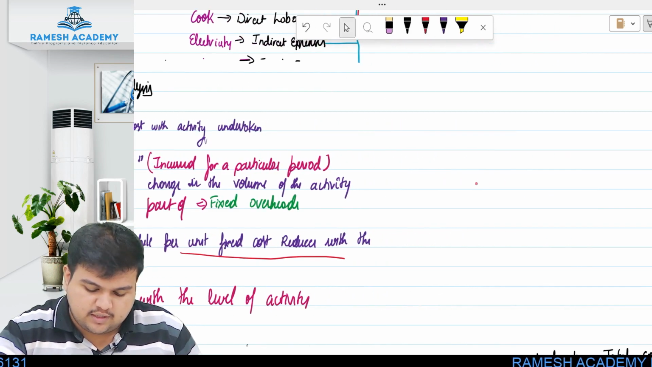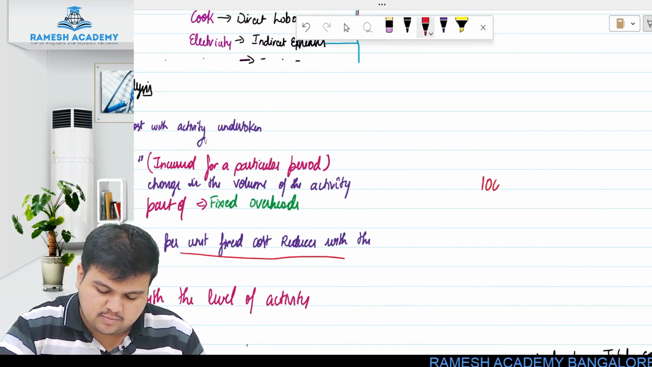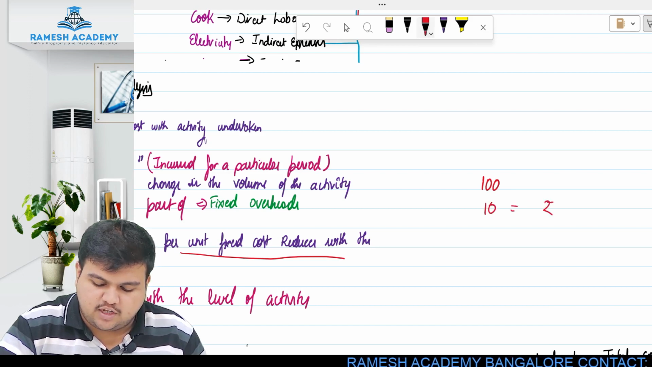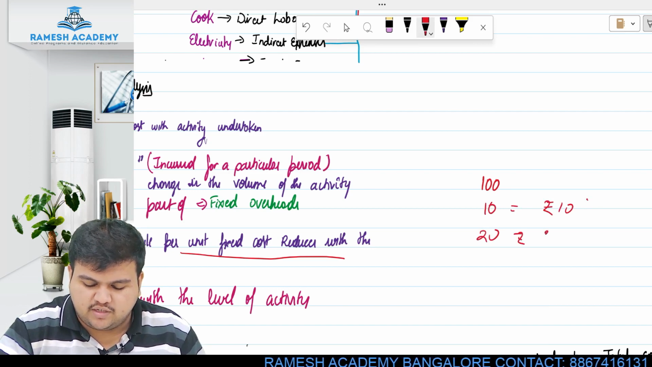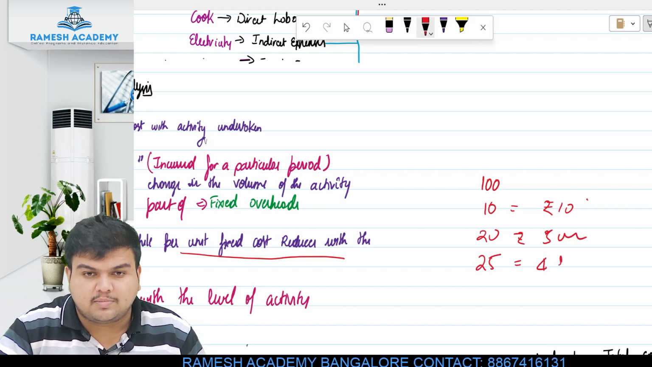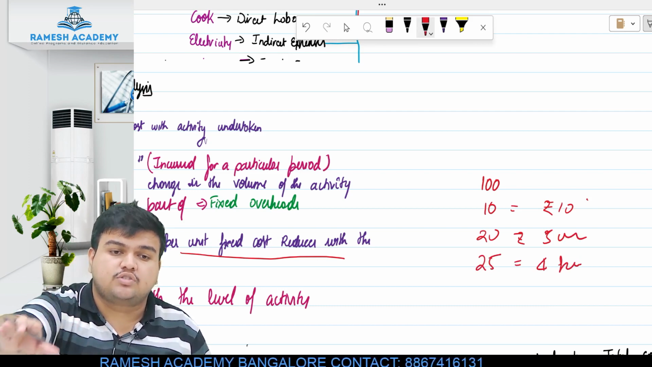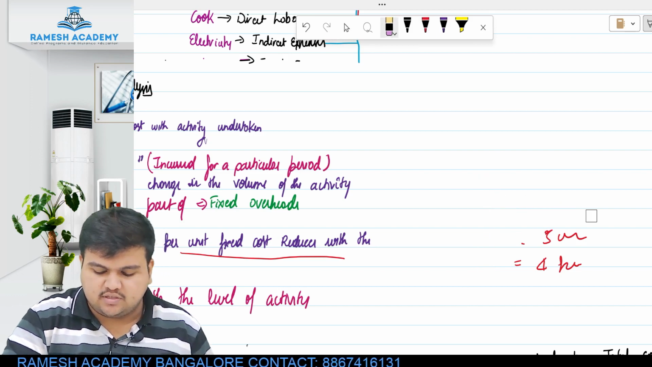Now 100 rupees is the fixed cost. Now you produce 10 units, rupees 10 per unit is a fixed cost. You produce 20 units, rupees 5 per unit is a fixed cost. You produce 25 units, rupees 4 per unit is a fixed cost. With the increase in the production, per unit fixed cost is going to be reducing. This usually has multiple choice, fill in the blanks, everything.